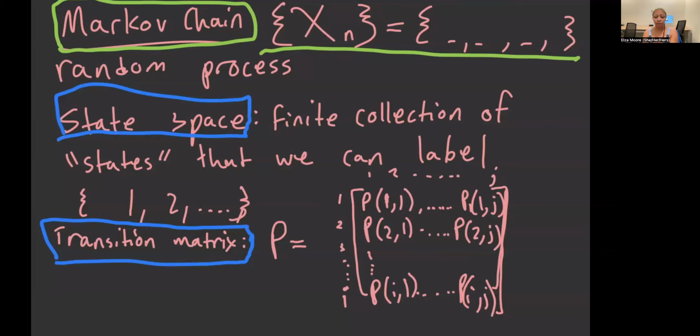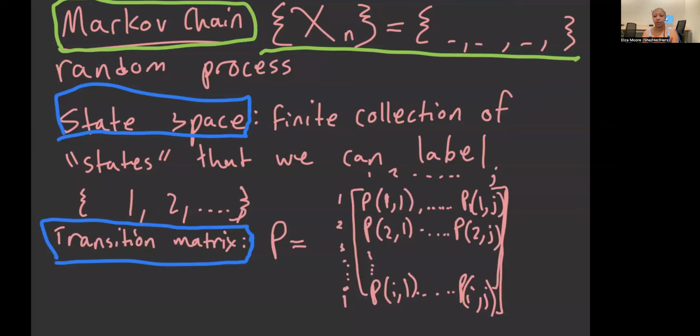You also need a transition matrix, which I've given an example of. You have this matrix P where the rows are labeled from the first state to the ith state, and the columns are labeled from the first state to the jth state. Each entry in the transition matrix is a probability that, given that you're in a certain state right now, the next place you go will be some other state.